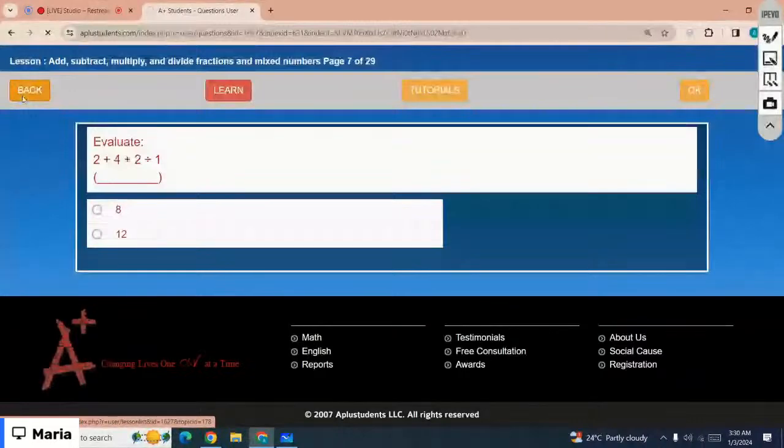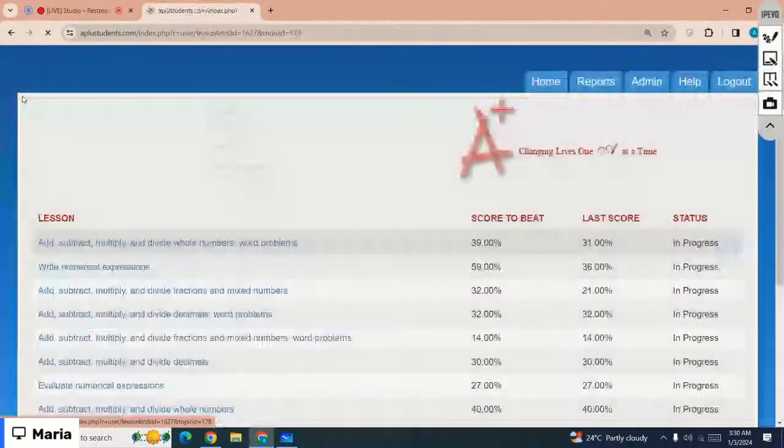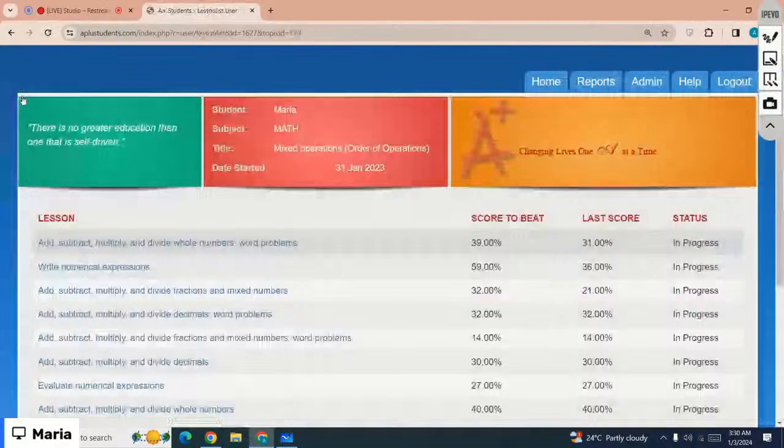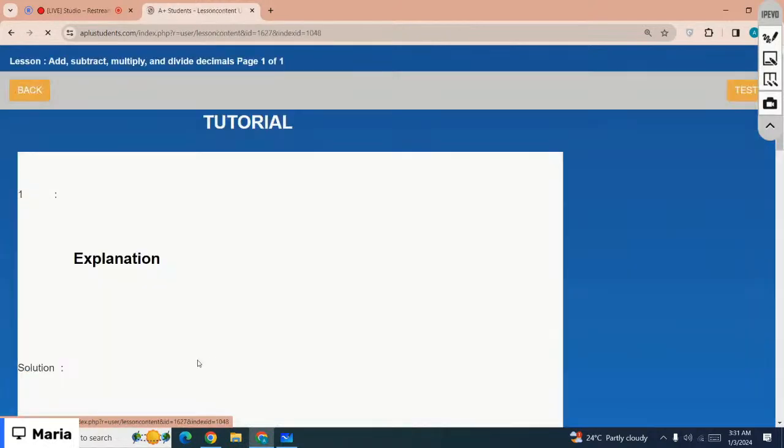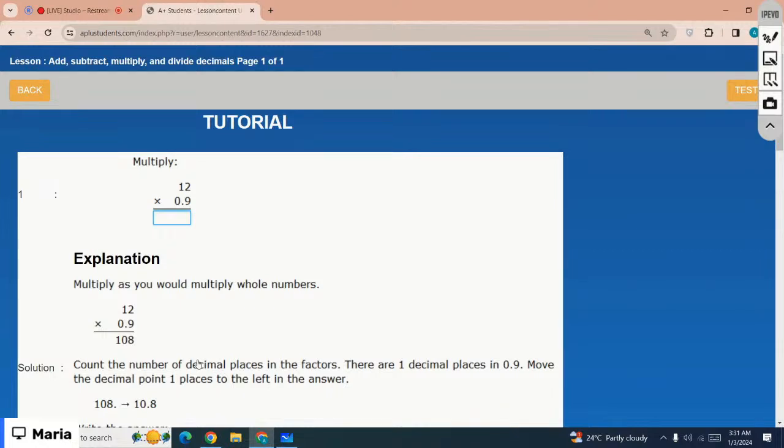And the next lesson is add, subtract, multiply, and divide mixed numbers word problems. You can do word problems on your own, right? The next one is again add, subtract, multiply, and divide fractions and mixed numbers word problems. You can do word problems on your own. The next one is add, subtract, multiply, and divide decimals, right? How we do these operations on decimals we're going to learn.